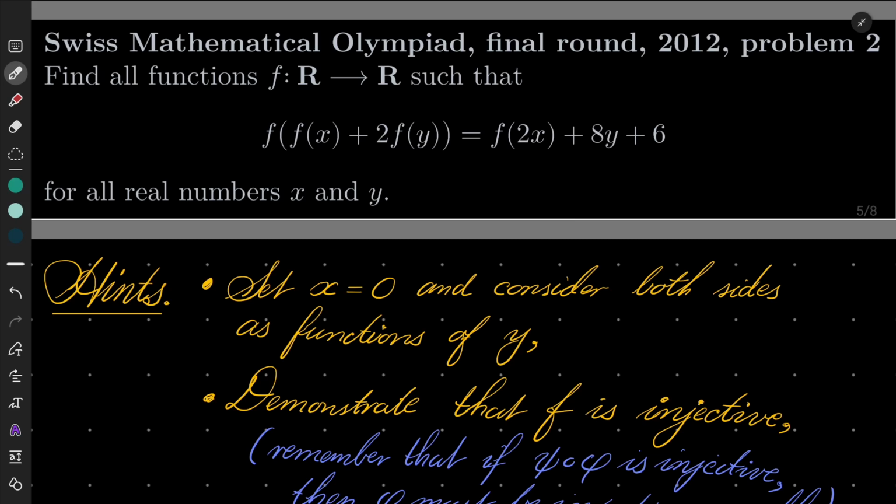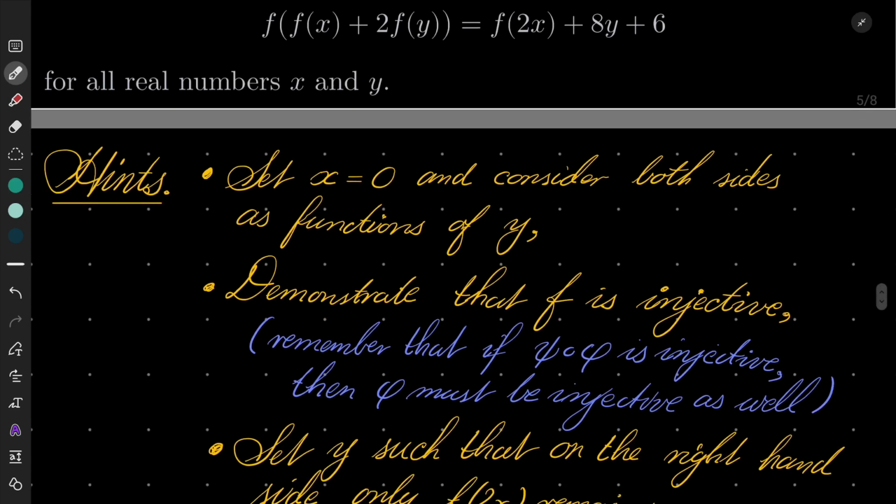So my hints for this problem, it's not terribly difficult. First, set x equals 0 and consider both sides as a function of variable y, which is free. And crucially, demonstrate somehow that the function is injective. How? Well, remember the crucial property that if a composition of two functions is injective, then the inner function must be injective as well.